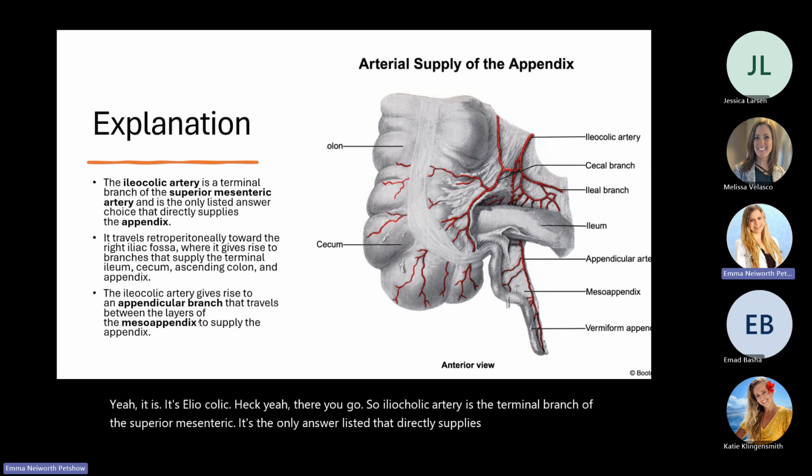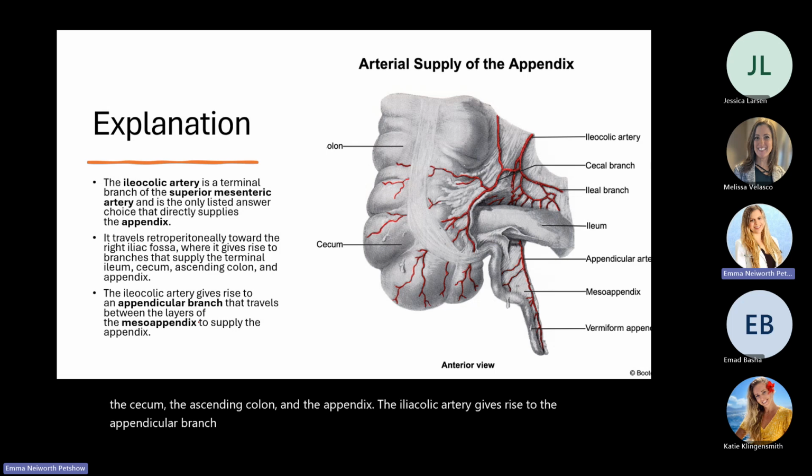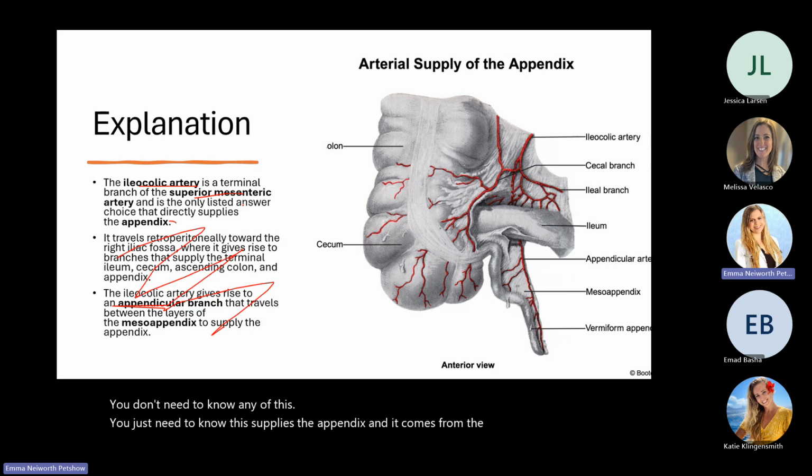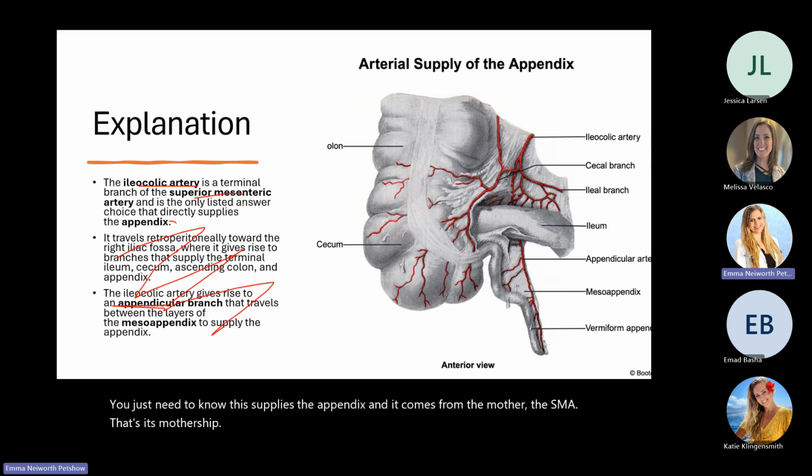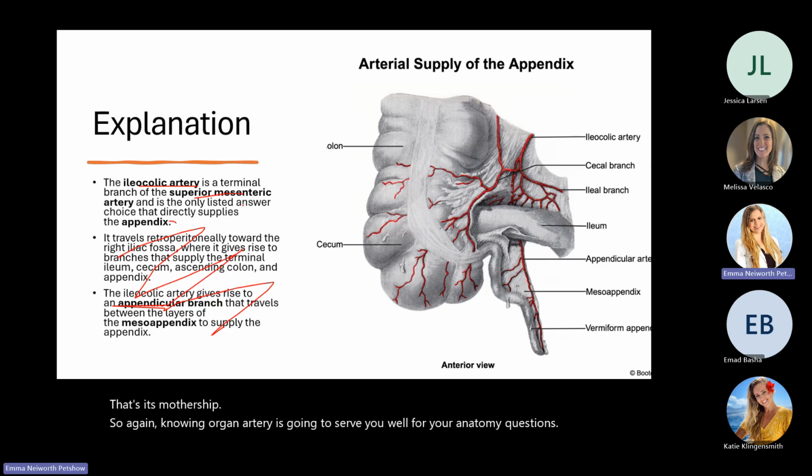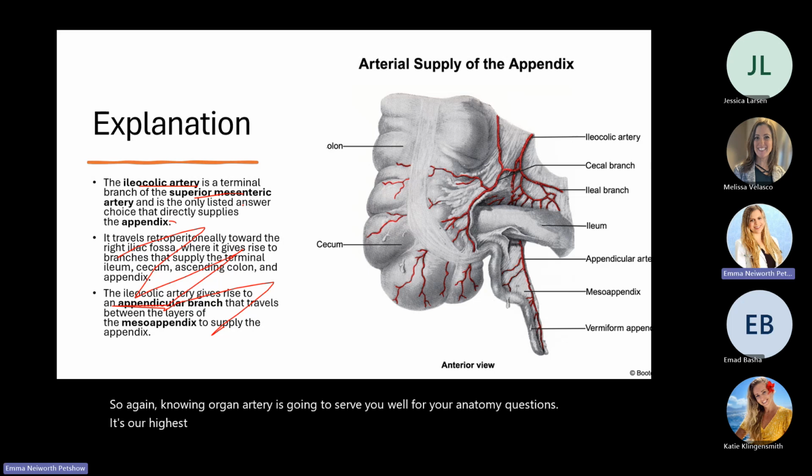So ileocolic artery is the terminal branch of the superior mesenteric. It's the only answer listed that directly supplies our appendix. It goes retroperitoneal toward the right iliac fossa, gives rise to branches that supply the terminal ileum, the cecum, the ascending colon, and the appendix. The ileocolic artery gives rise to the appendicular branch that travels between the layers of the mesoappendix to supply it. You don't need to know any of this. You just need to know this supplies the appendix and it comes from the mother, the SMA. That's its mothership. So again, knowing organ artery is going to serve you well for your anatomy questions. It's our highest yield anatomy stuff at this point.